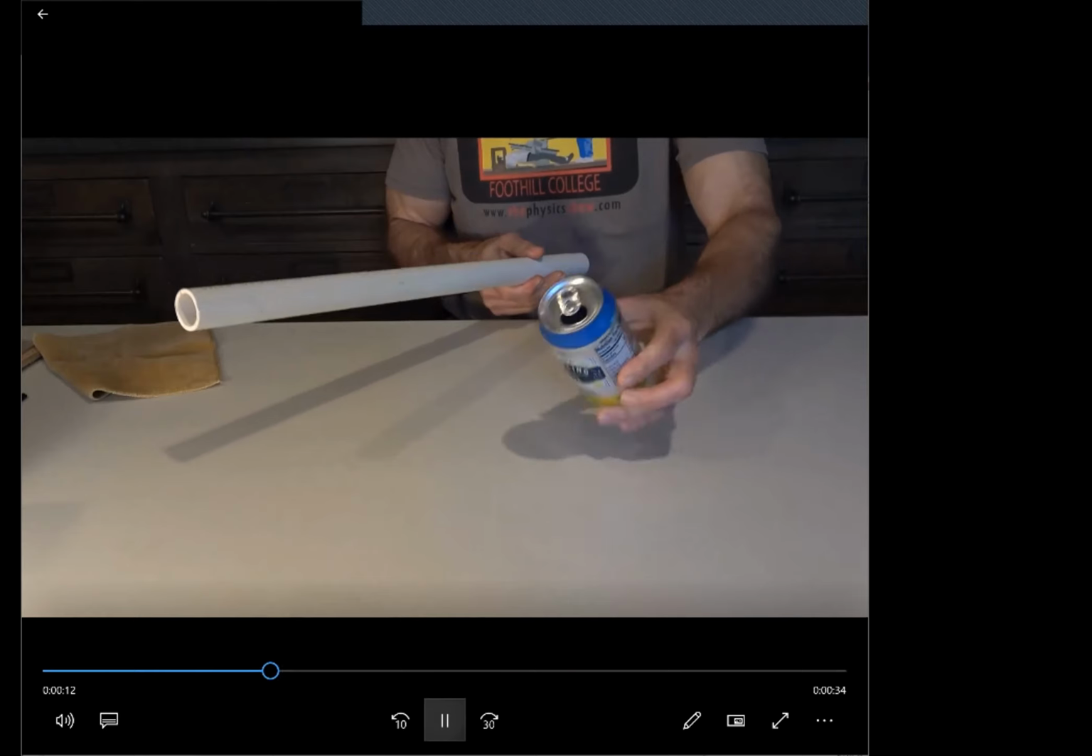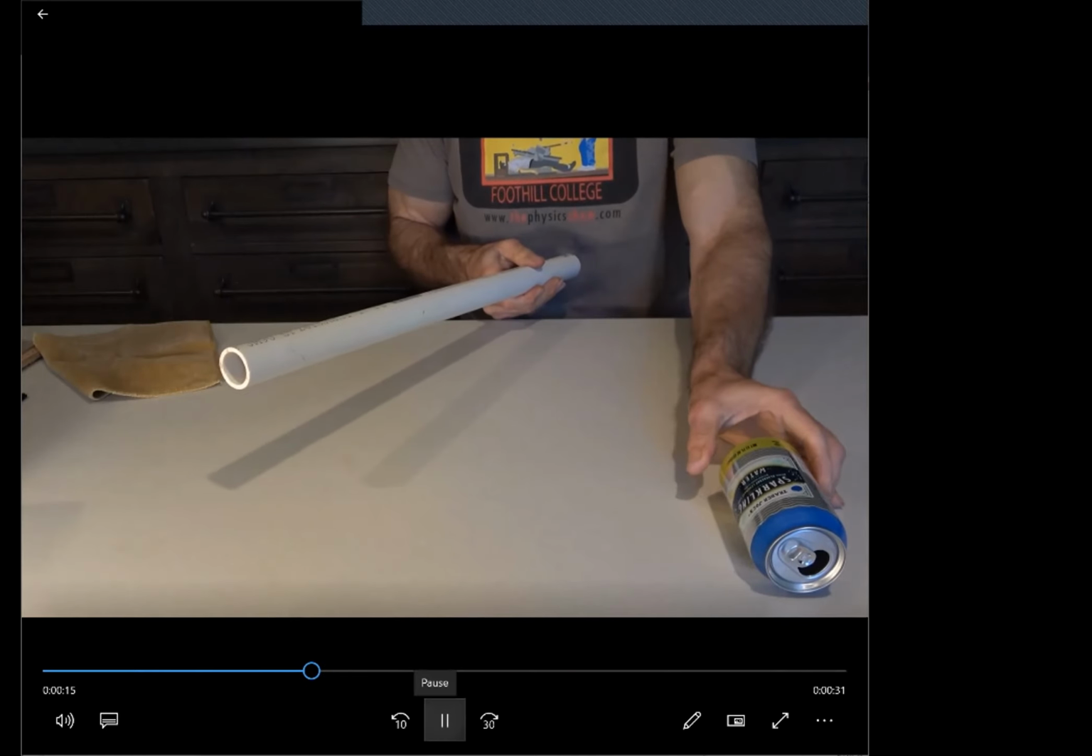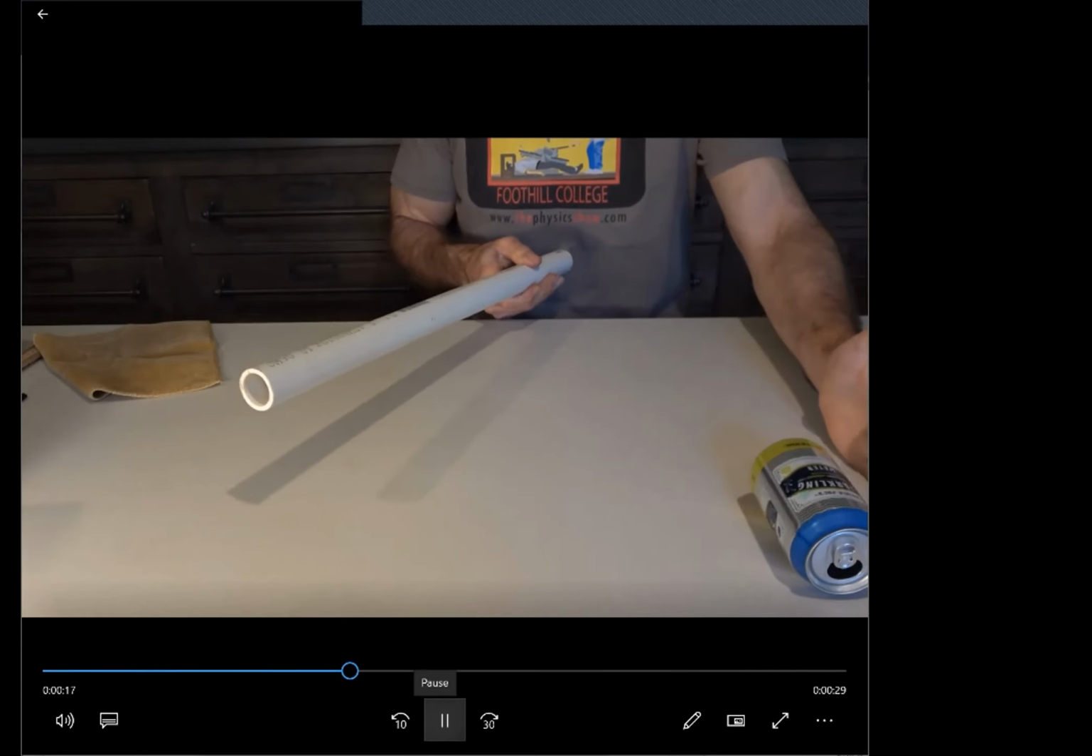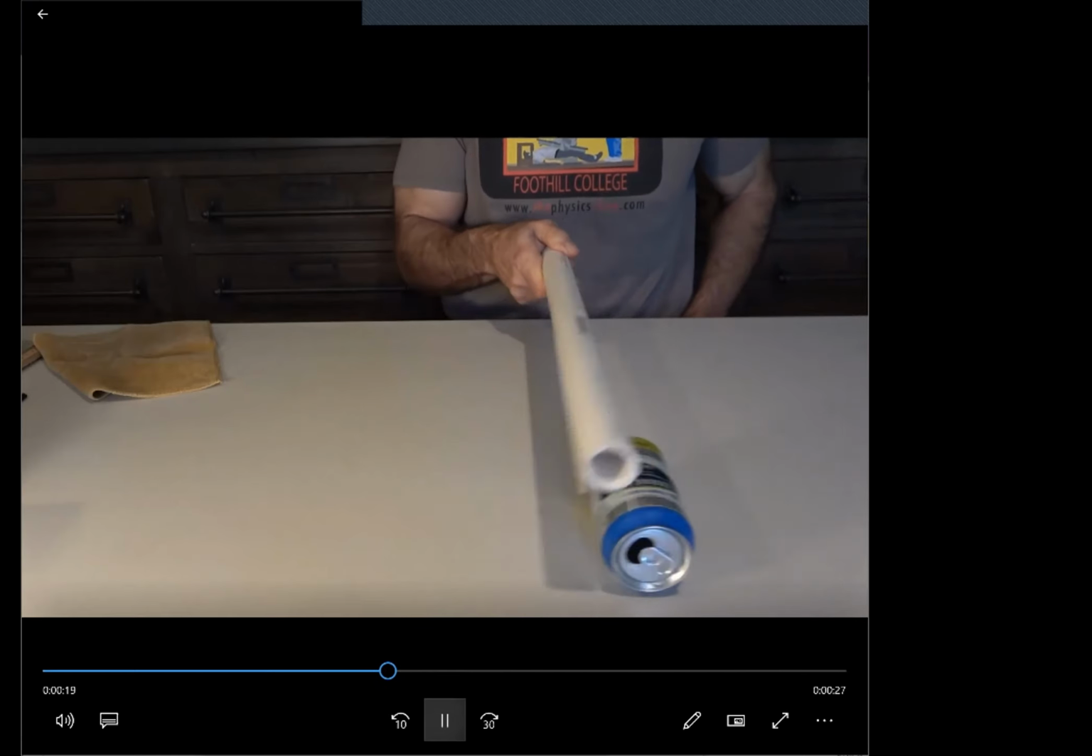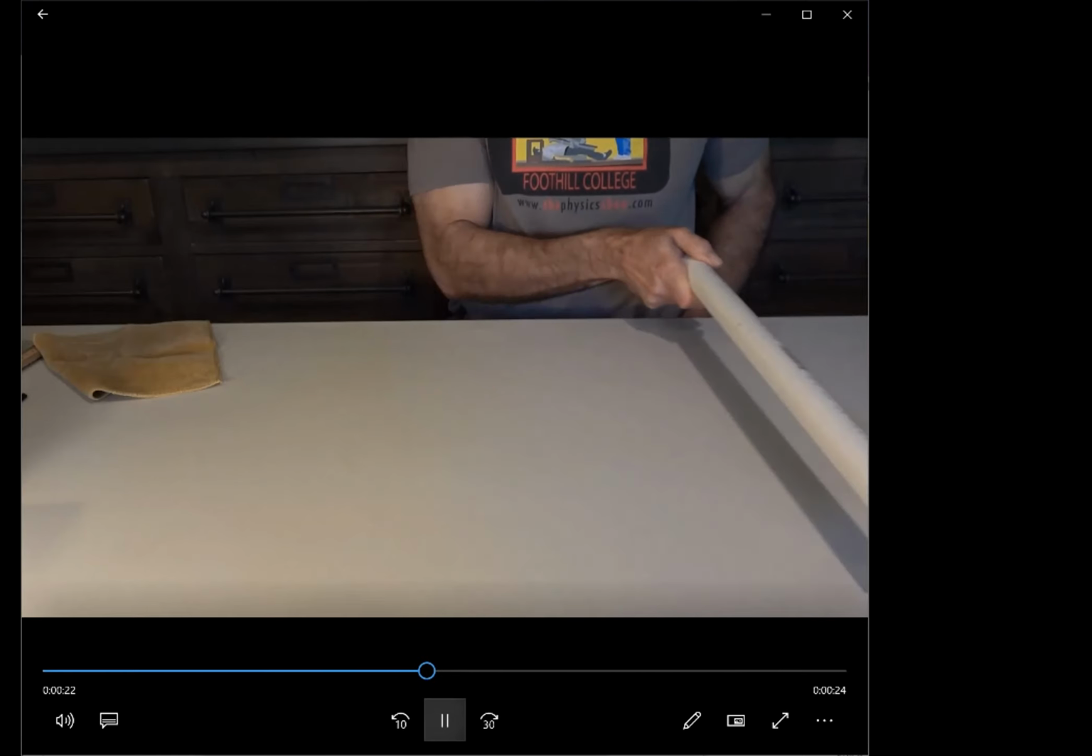Okay, so the rod is electrically charged. The aluminum can is electrically neutral. And they attract each other.